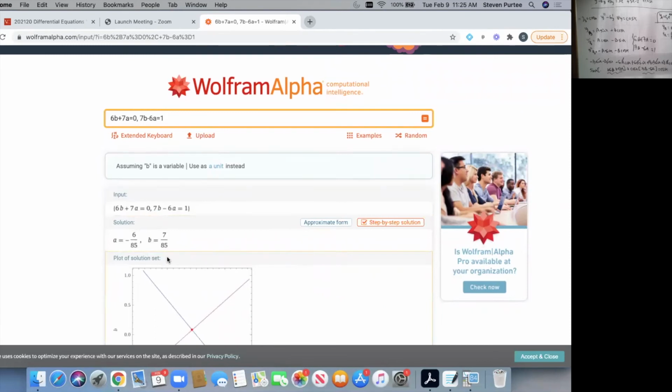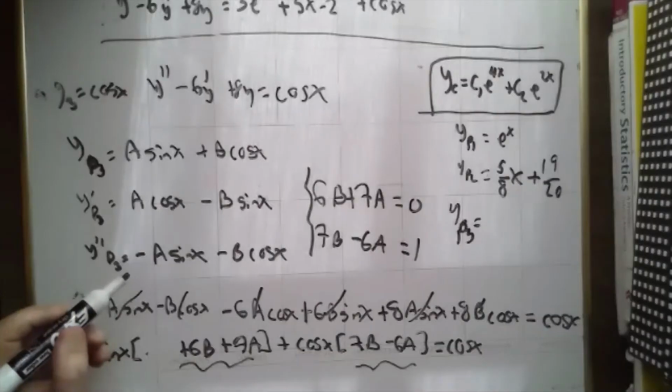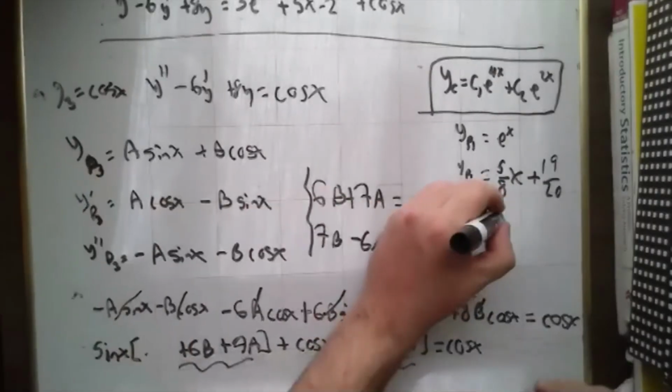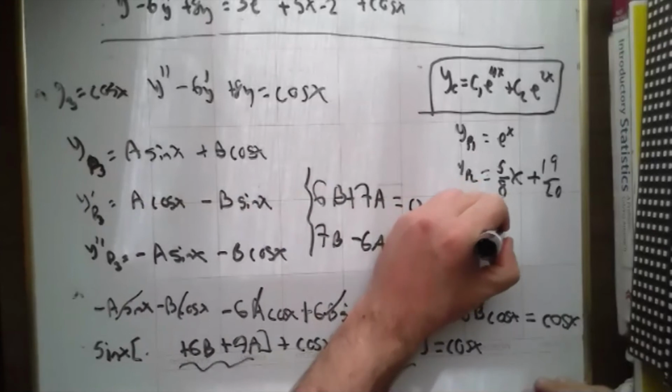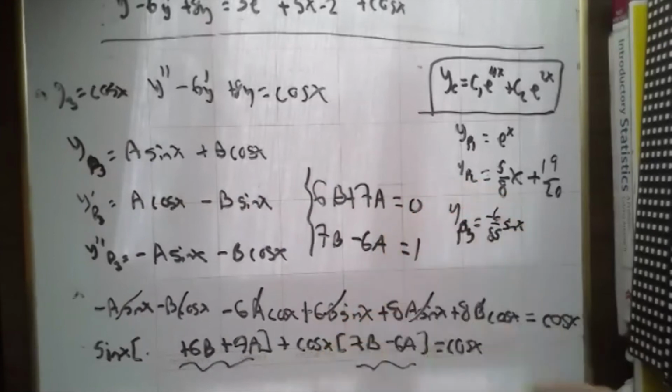You can also do this on your calculator. So let me write that down. So YP3, let's see, A went in front of sine, -6/85 sine, and then 7/85 cosine.